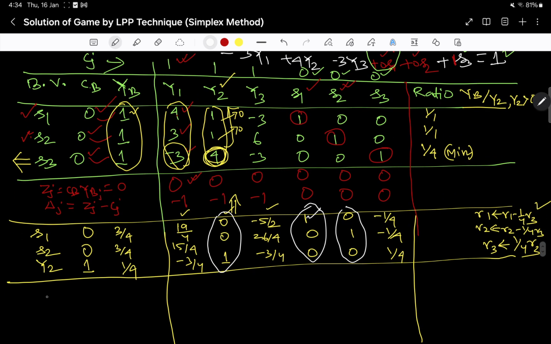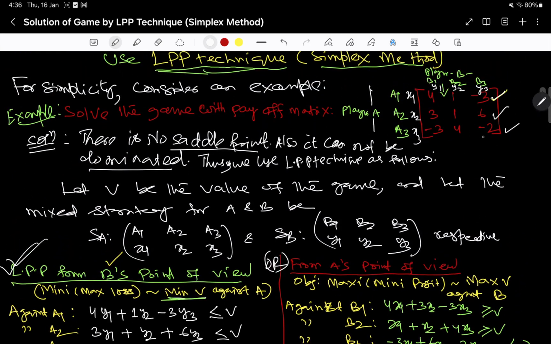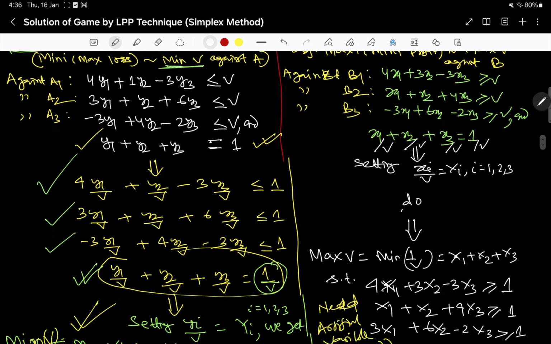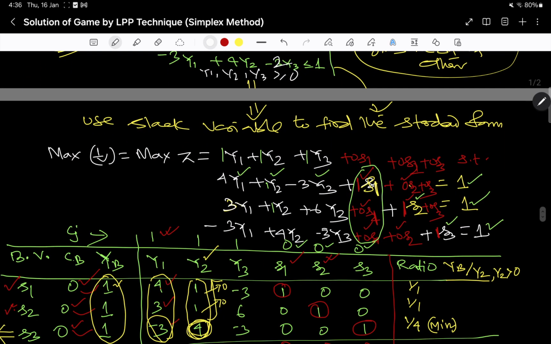Accordingly you find Zj here. Zj is equal to CB YBJ, meaning you multiply this into this plus this into this plus this into this, it is here 1 by 4. Accordingly in this row it is minus 3 by 4. This is 1, this is minus 3 by 4, this is 0, this is 0, and this is 1 by 4. One little correction, actually this is here minus 2.